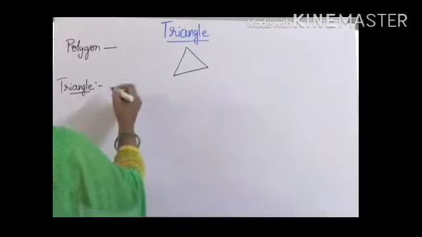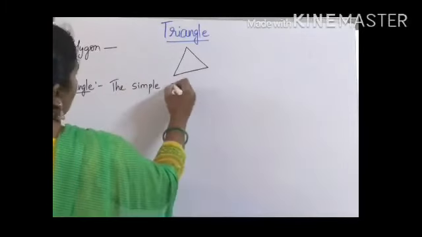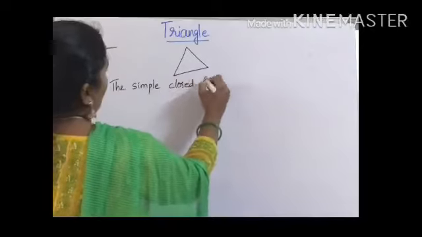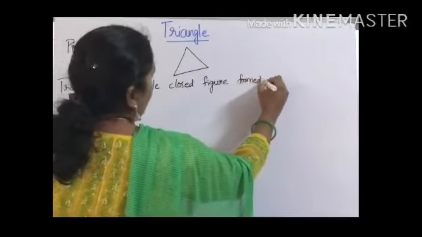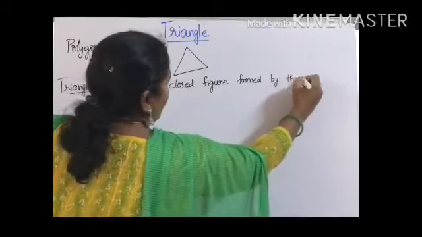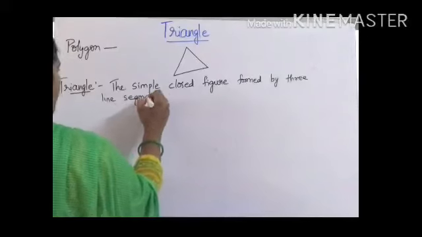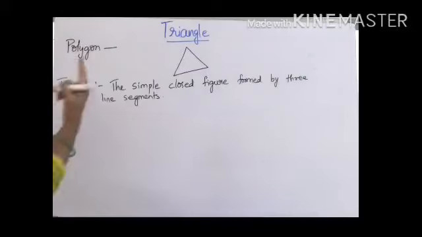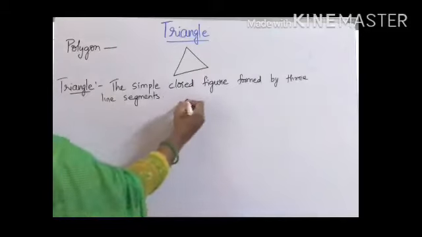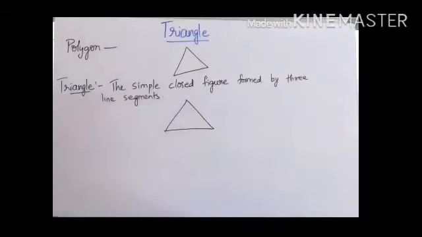Coming to the definition, here the simple closure figure formed by three line segments is called triangle, right? Or you can say a figure bounded by three line segments is called a triangle, isn't it? Now if I take this, okay, and what is the symbol now?